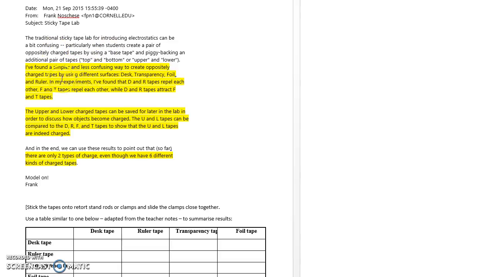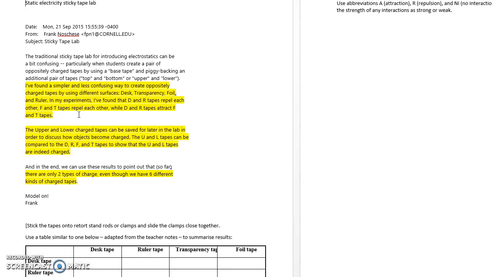and he has proposed an alternative where he uses 4 objects: desk, transparency, foil and ruler. Sorry, he just sticks separate sticky tapes on each of these objects, and then looks at the force interactions between the sticky tapes. So I like that idea. I haven't tried it out yet, but I'm going to try it out and see if I can use that rather than the one we went through in class.